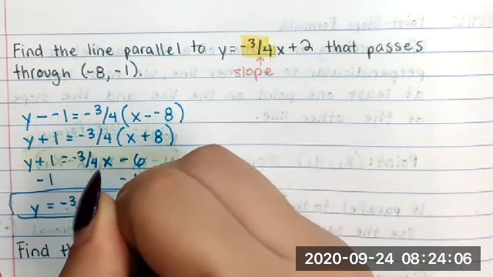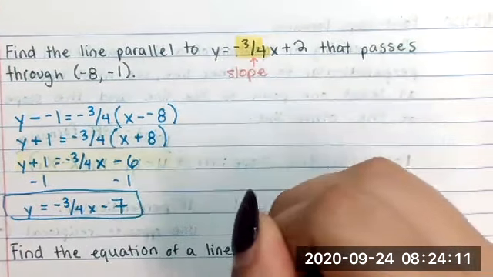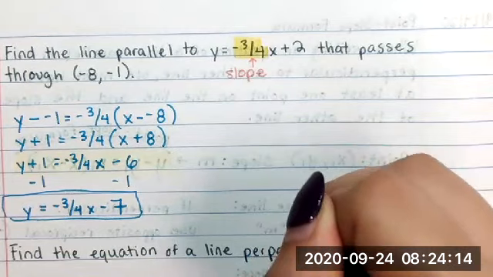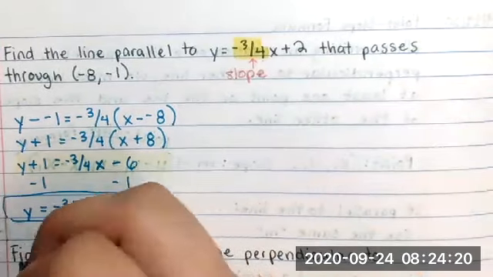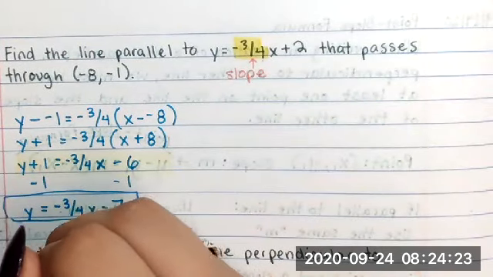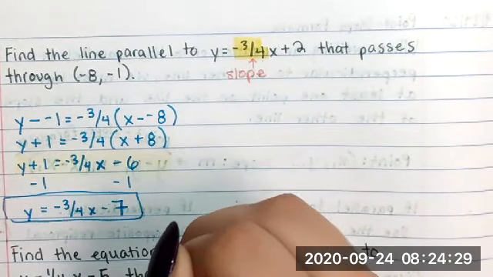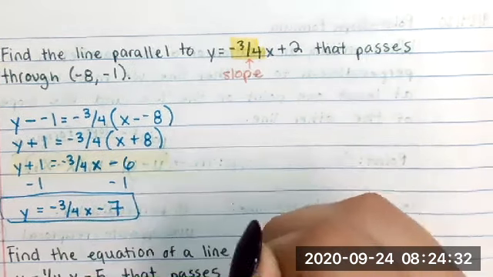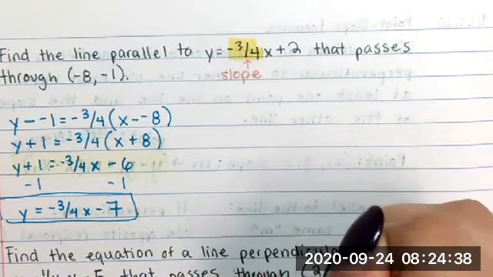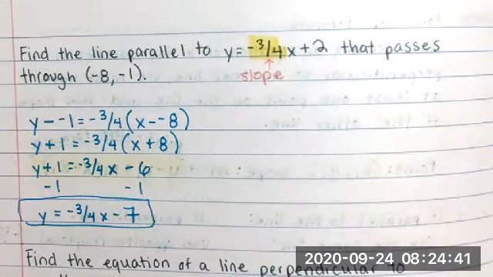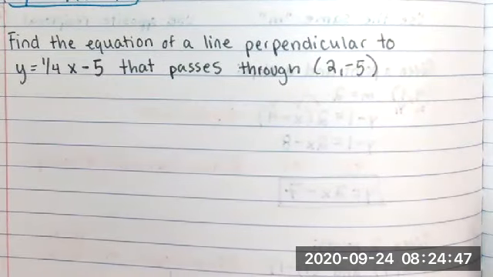Okay, so let's find the equation of a line perpendicular to y equals 1/4 x minus 5 that passes through the point 2, negative 5. Let me make sure that's on camera. It is not. Okay. Boom, there we go.